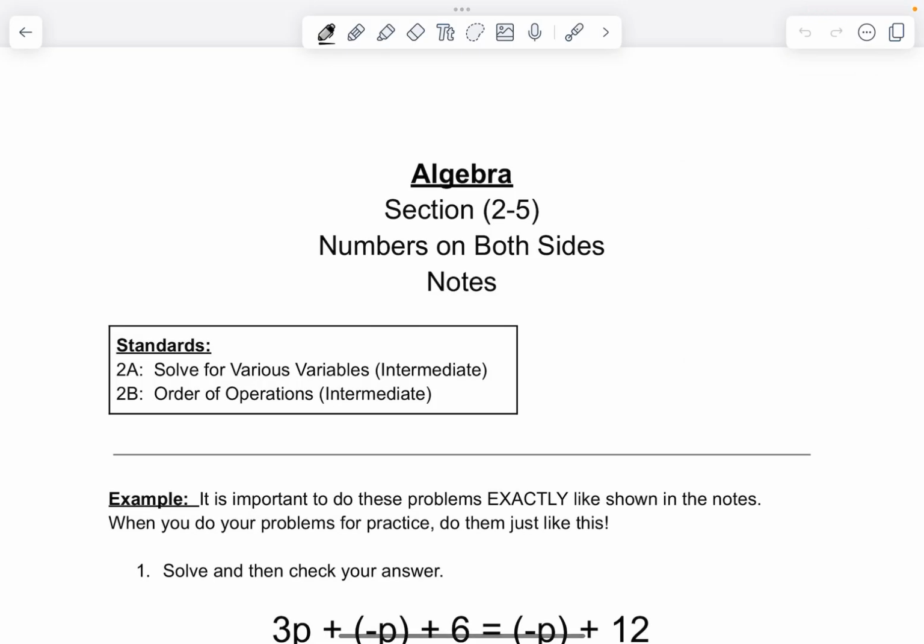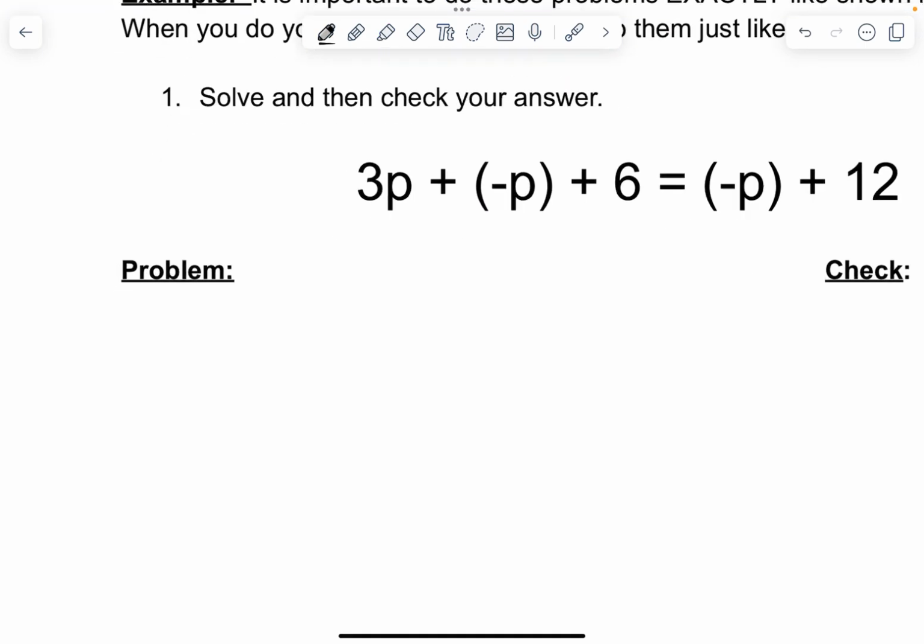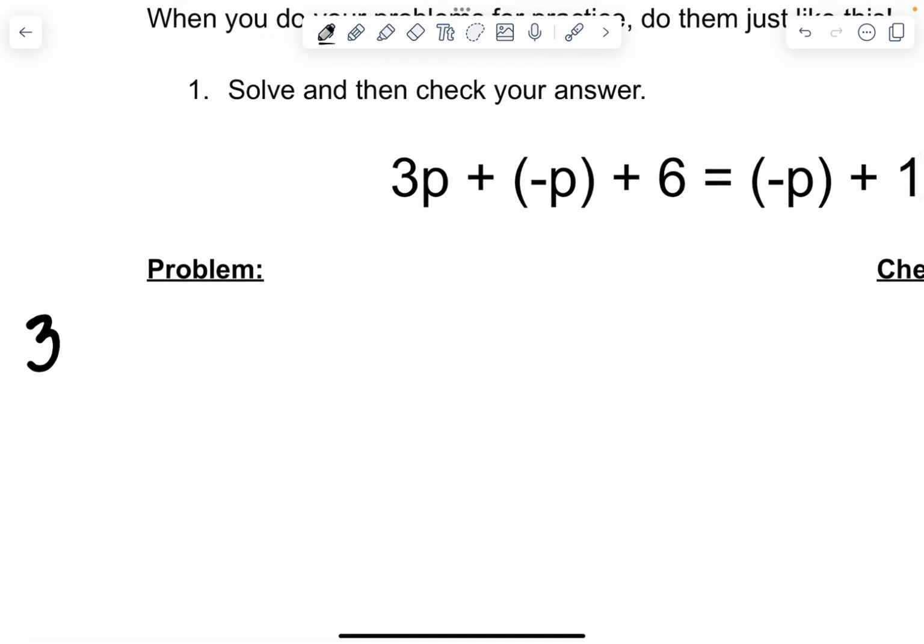Today what we're going to work on is section 2.5, chapter 2, section 5. And we're going to look at numbers being on both sides of the equal sign. Again, looking at various variables and also order of operations at the intermediate level. So first of all, we're going to write our problem.